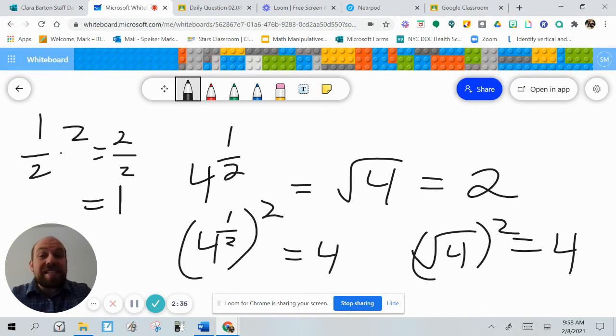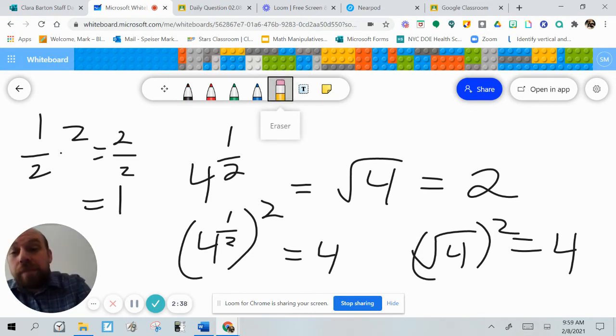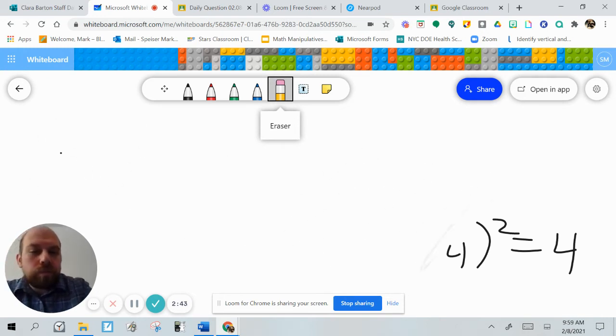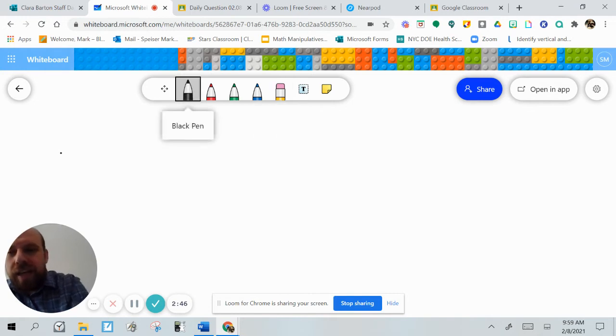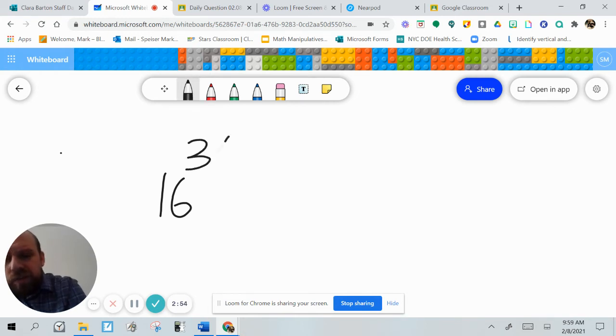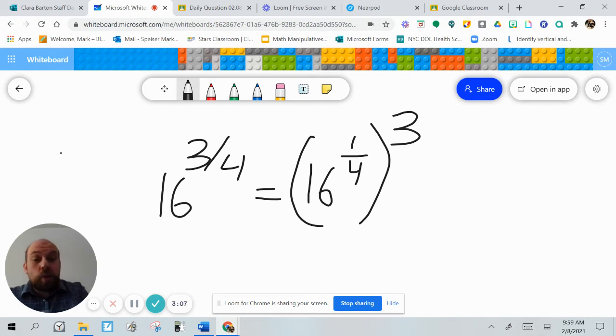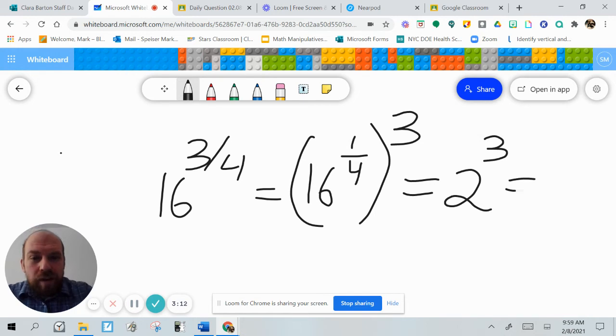Now, what happens if the numerator is not 1? Let's do a few examples of that. Let's say we had 16 to the 3/4 power. So the easiest way to do it is to break up the exponent with the 1/4 on the inside and 3 on the outside. What number times itself 4 times gives 16? That's 2. Raised to the 3rd power, you get 8.